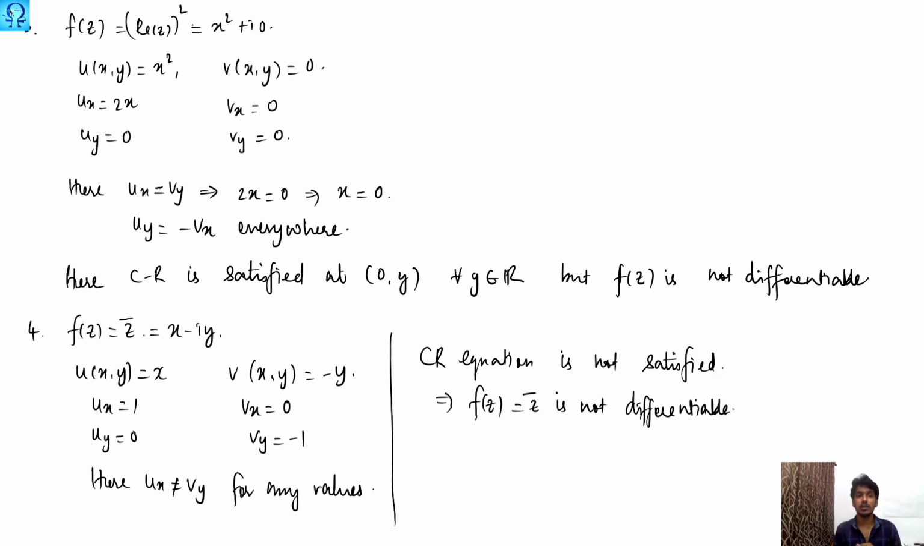There may be situations where the CR equation is satisfied, but still the function is not differentiable. So the existence of the partial derivatives and the verification of the CR equations is necessary for differentiability but not sufficient. So what can be the sufficient condition? That is what we are going to see in the upcoming lecture.